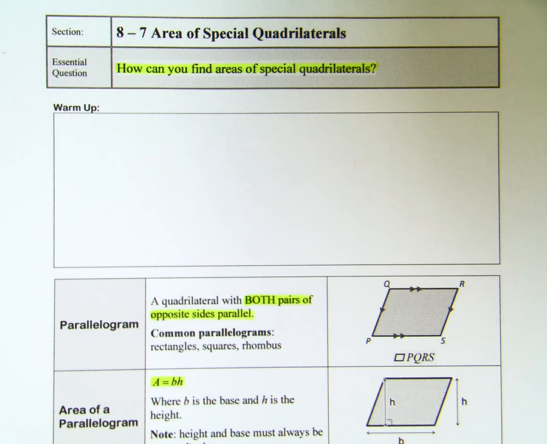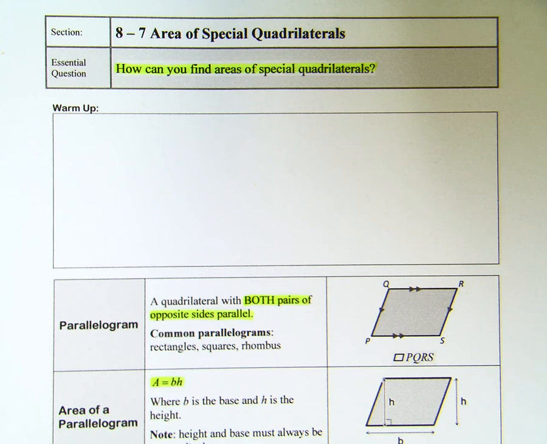Now before we begin, as per usual, please make sure you have your notes or at least a blank sheet of paper to write some notes down onto, something to write with, and a calculator. So let's go ahead and get started on area for different types of quadrilaterals.